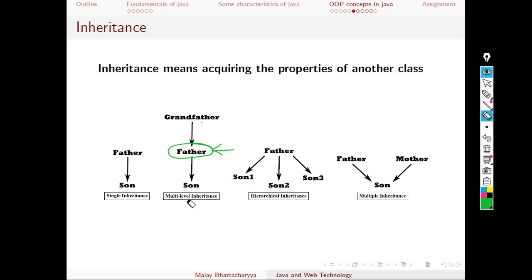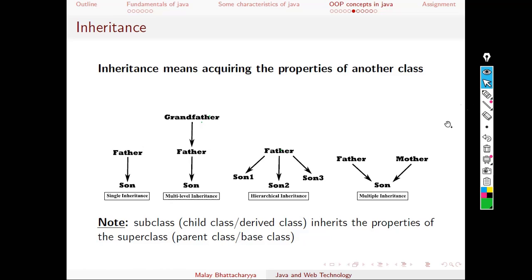So let's see how we can implement this kind of inheritance in Java. These subclasses have very many names. Sometimes they are called subclasses, sometimes child classes, sometimes derived classes. Similarly, superclass, parent class, base class, all those names are synonymous to each other.